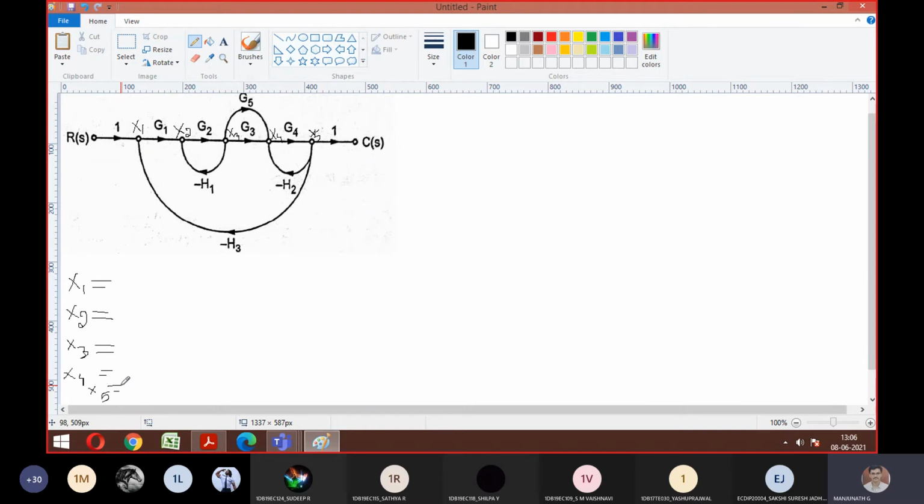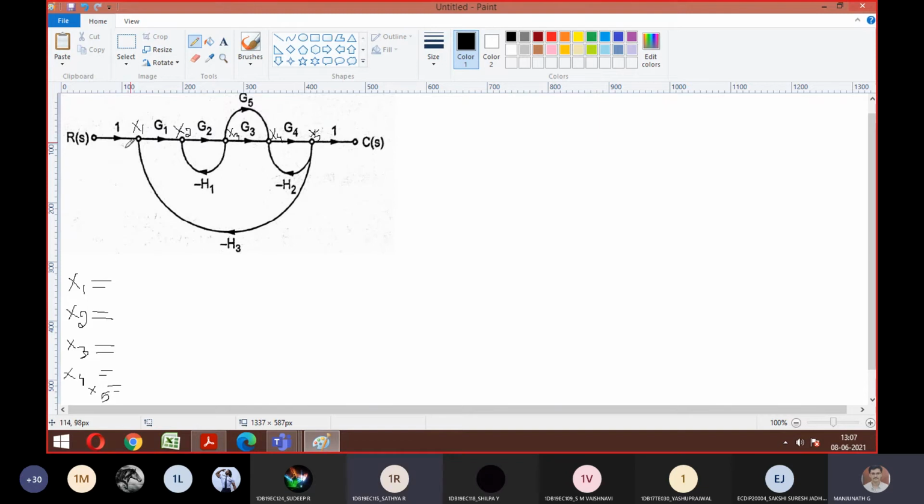Yes. So what is x1 equal to? How to write the equation? What is x1 equal to? Look at the diagram and tell me. You remember, right? Input, outgoing and incoming part. Minus H3 plus 1, sir. Minus H3 plus 1. For x1, tell me how many nodes are leaving and entering here.